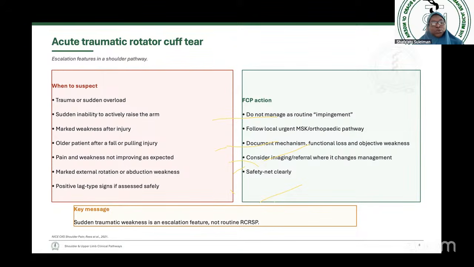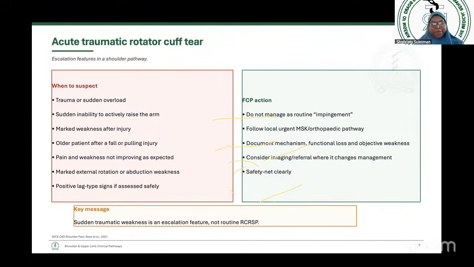That way we are able to know what is happening to the four tendons and also the biceps tendon. If there is any bursal pathology, that can also be picked up. If there is any sign of impingement, that will also be picked up. So if there is any tear, partial or complete, to whichever of the tendons, is it one or multiple of the tendons? Is there any issue with the biceps tendon? Definitely the gold standard imaging to use is the ultrasound. So sudden traumatic weakness is an escalation feature, not a routine rotator cuff.